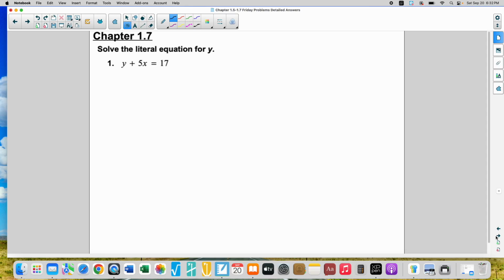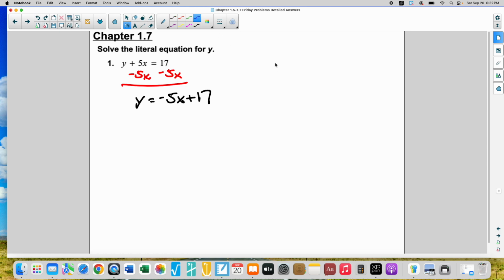All right, last section, chapter 1.7, solve the literal equation for y. So we're going to isolate y. Something is adding it, so I will subtract. The inverse of adding 5x is subtracting 5x, and you get y equals negative 5x plus 17.